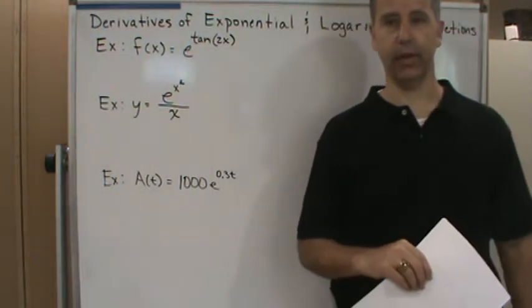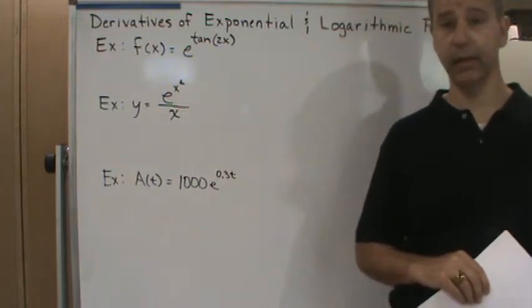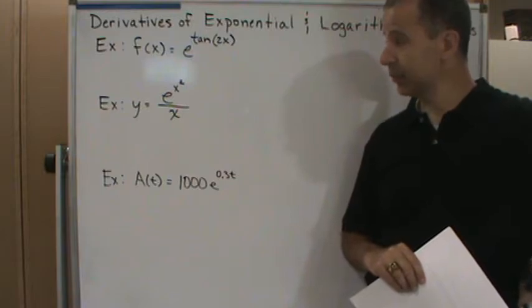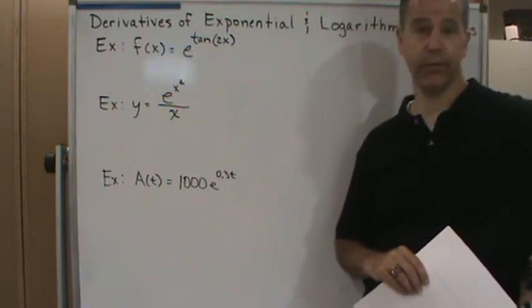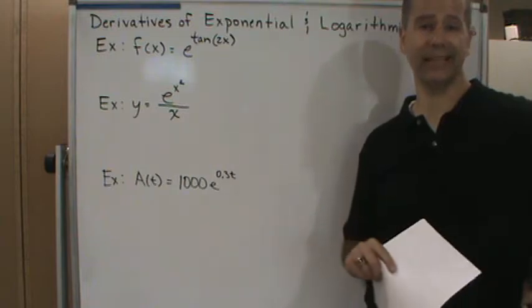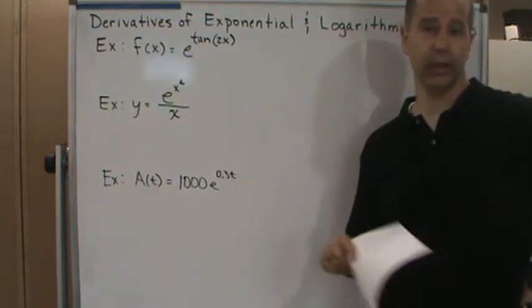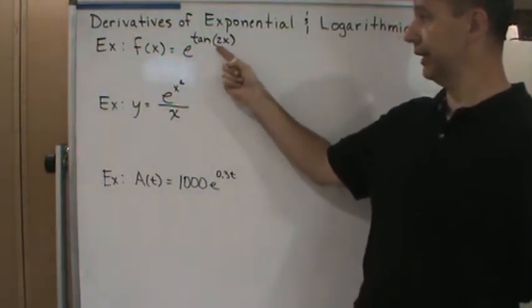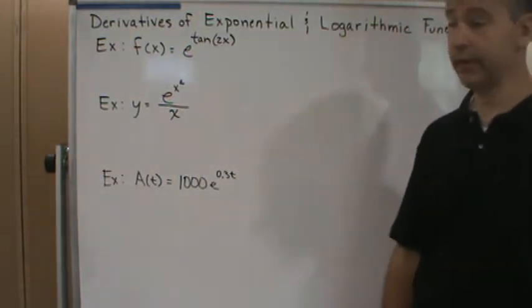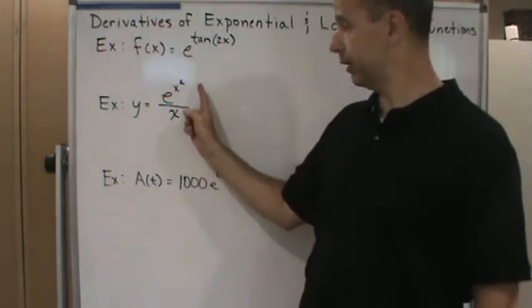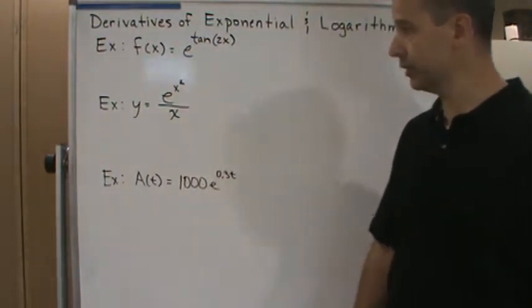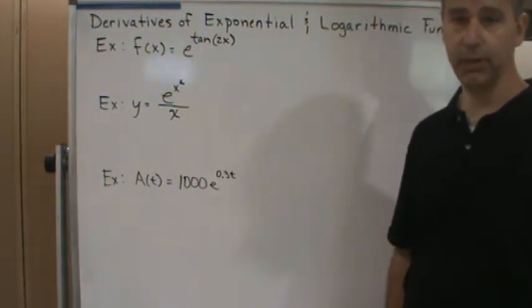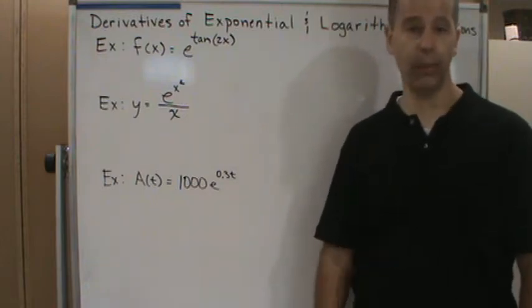Okay, welcome back. Now we're going to do some examples of applying the theorem from the last video. In all three of these examples, we're taking the derivative of an exponential function, but in different cases we're combining rules. For example, we're going to have a chain rule here in the exponent when we take the derivative of the exponent. Here we're going to involve a quotient. And then here we're going to deal with an application for an exponential growth problem.